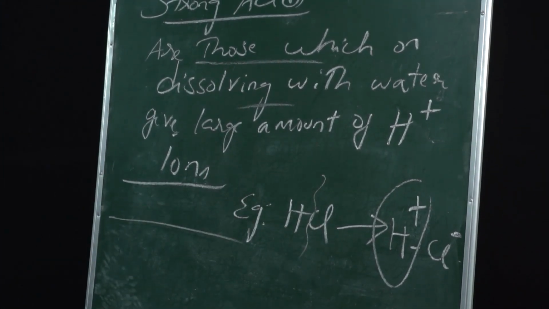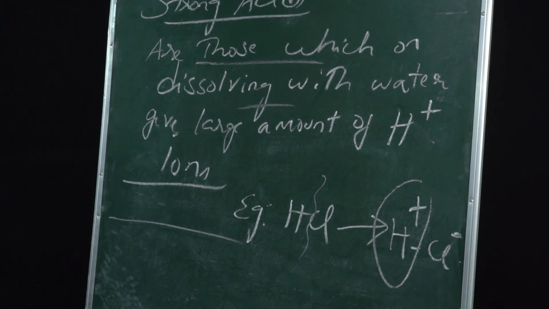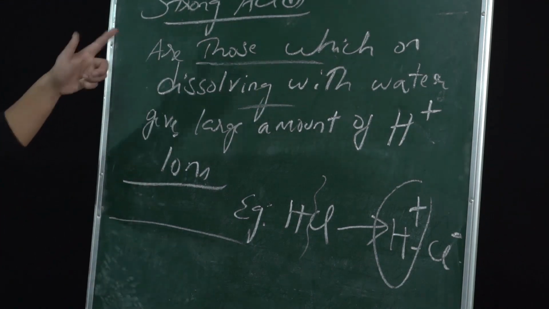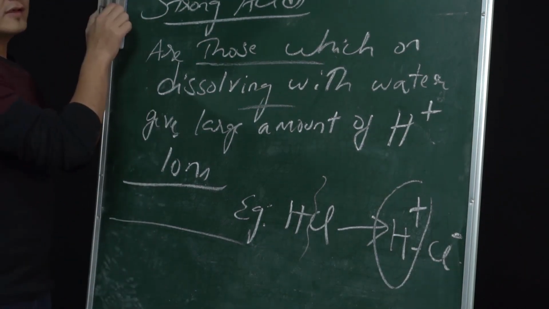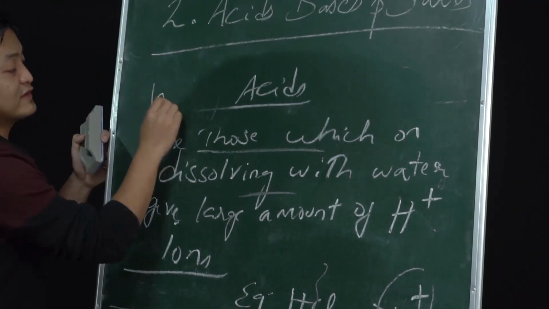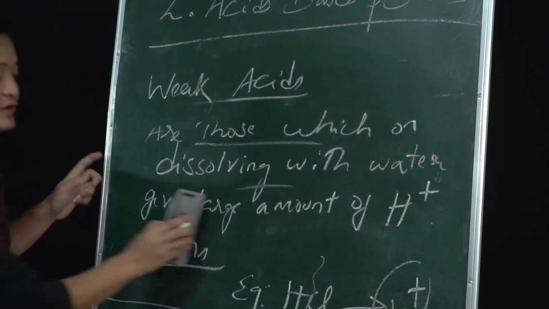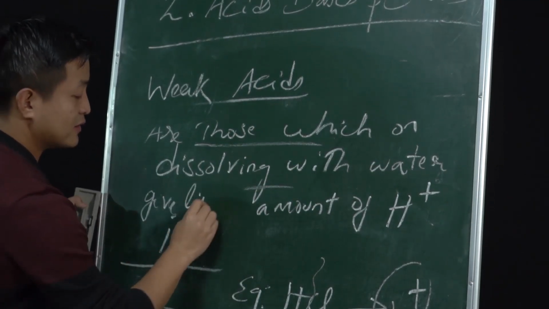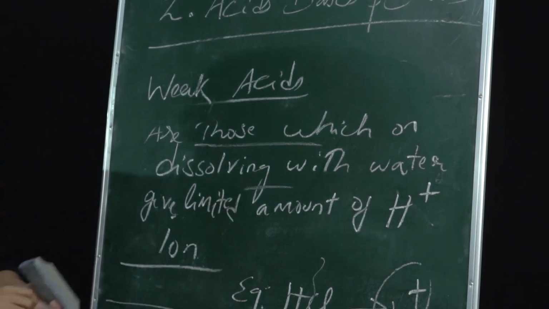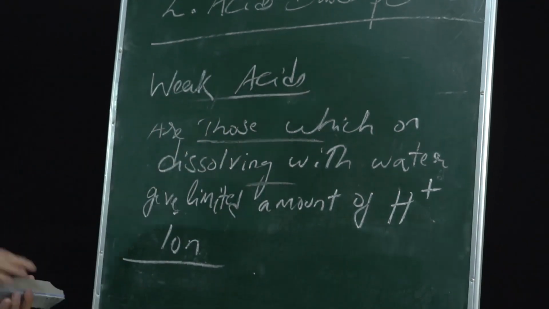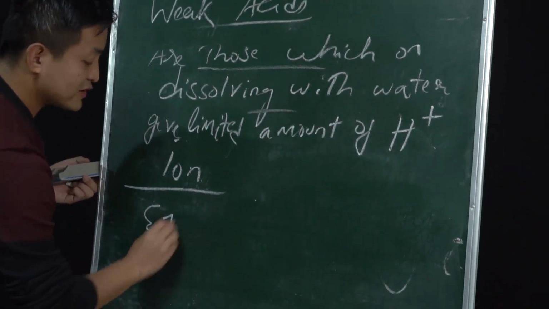Now, those acids which, on dissolving with water, give a limited amount of hydrogen ions are weak acids. So if you are done with this, I'll write for weak acids. Weak acids are those which on dissolving with water give a limited amount of hydrogen ions.